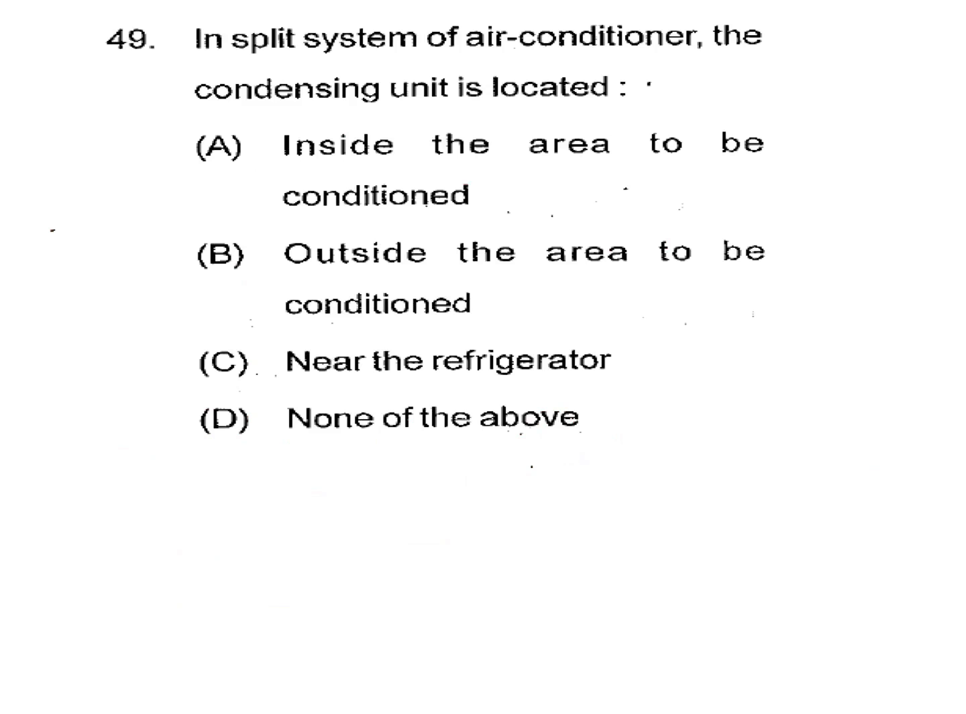Question. In a split system of air conditioner, the condensing unit is located at... Split AC is a household air conditioner. Condensing unit is located outside. Inside the area to be conditioned, this is for the evaporator. Evaporator is inside and condenser is outside the area to be conditioned. B is the answer.